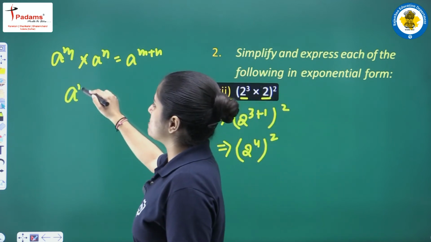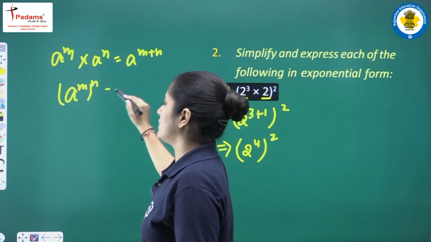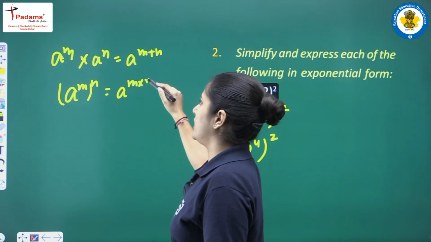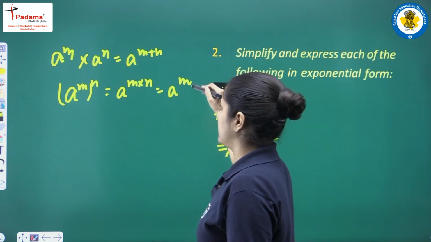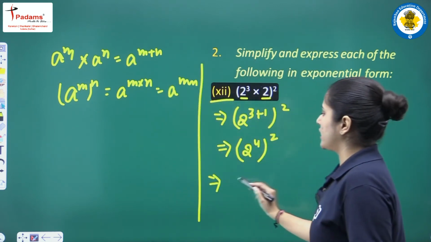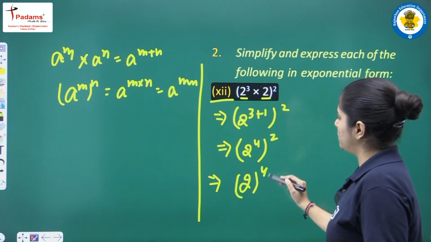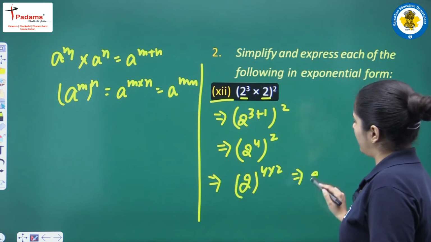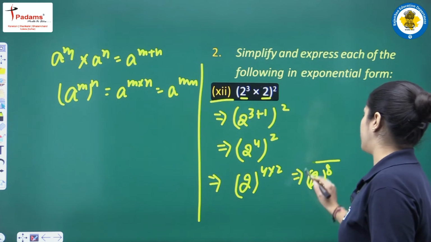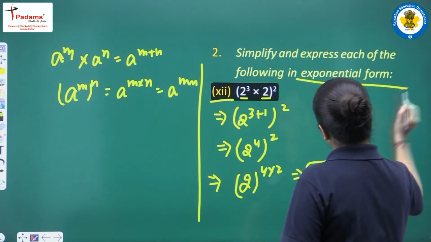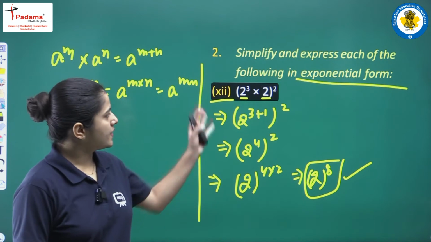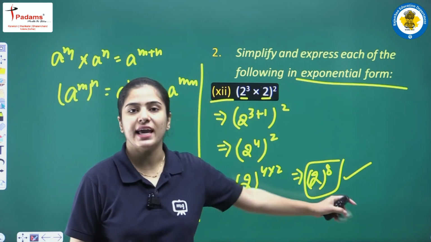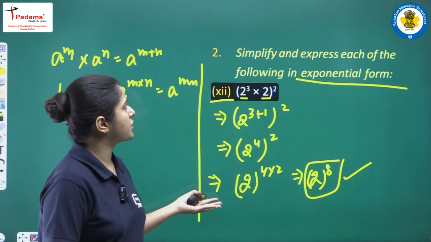Power of power means multiplying the powers, right students? A raised to power m, raised to power n, that is mn. So 2 raised to power 4 into 2, that is 2 raised to power 8, which is your answer in the exponential form. Alright students, so what will be the answer? 2 raised to power 8. So students, this is all about your question number 2.